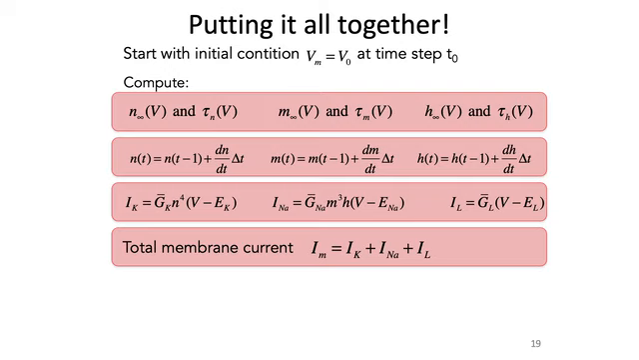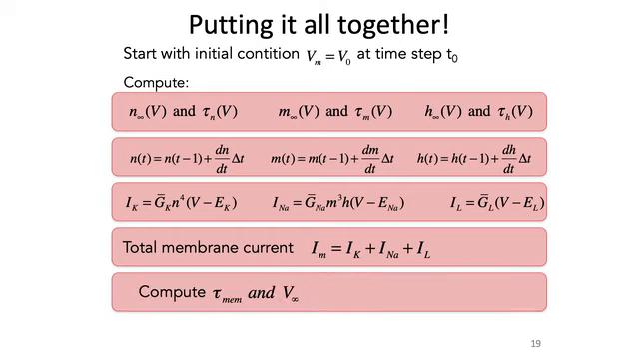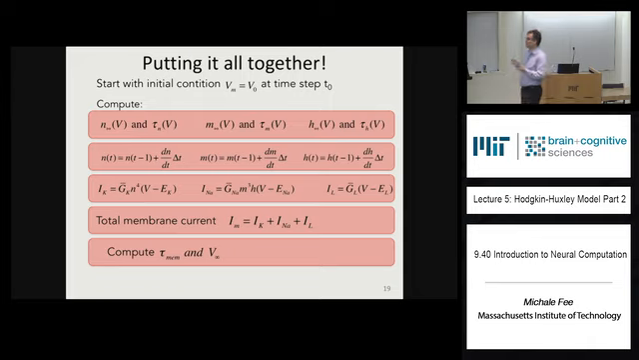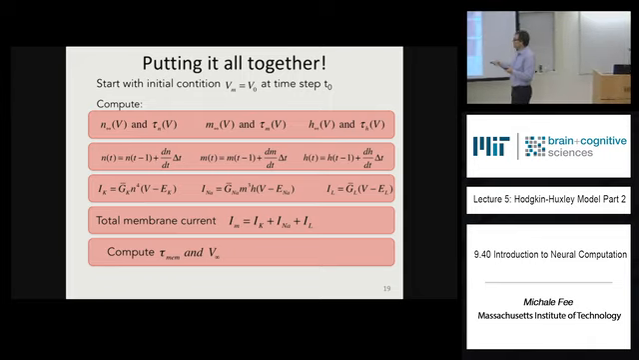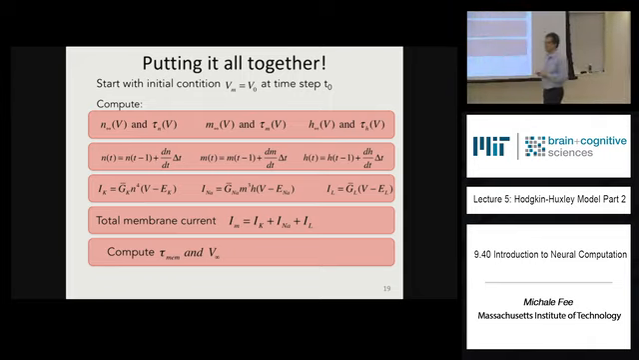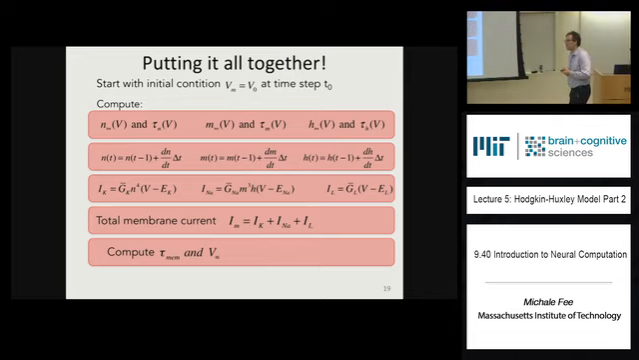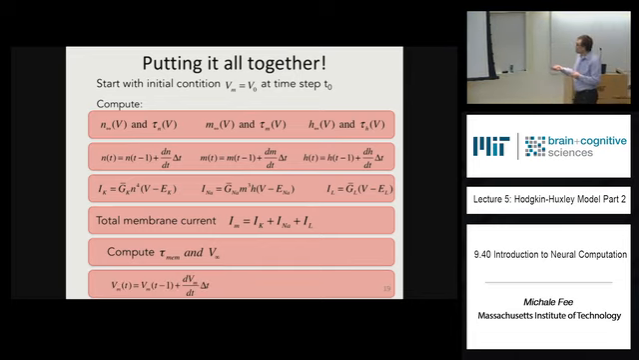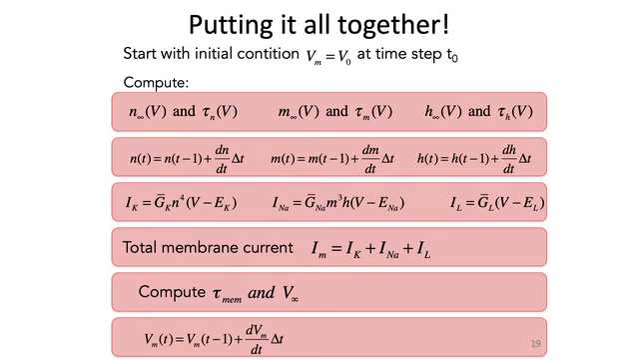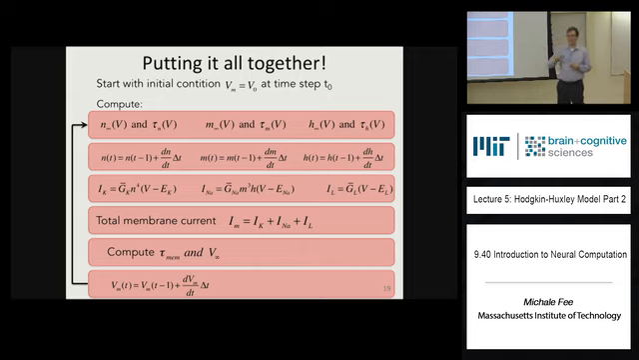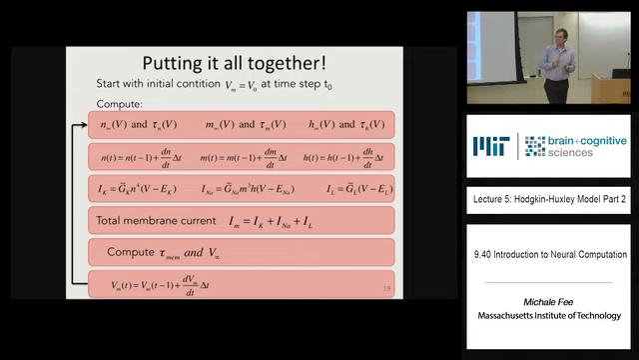That membrane current is going to give us a V infinity for our cell. Remember, the V infinity is just the current times the effective resistance. We can use that to also calculate the membrane time constant. And then we integrate the voltage one time step, go back and recompute those n, m, and h infinities. And then we just keep cycling through this.